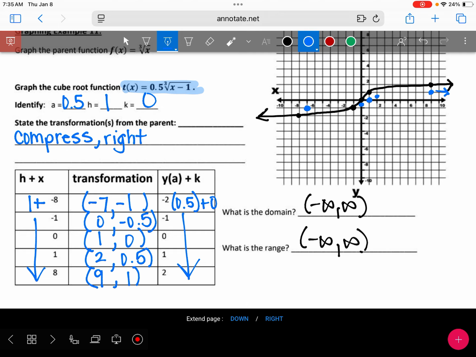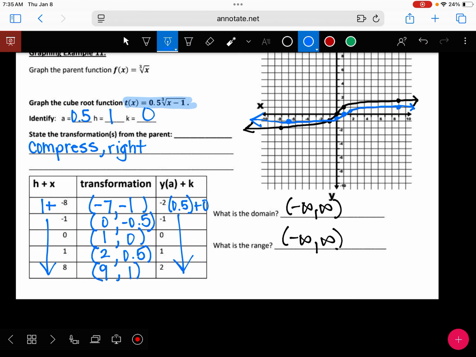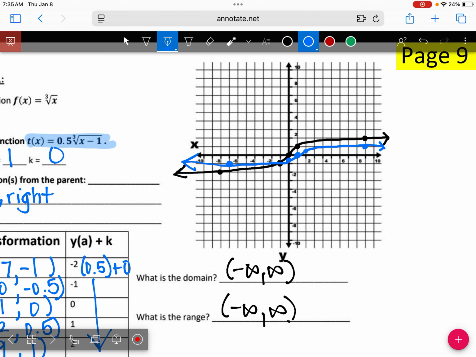So compress, can you see how this blue graph looks flatter? That's what it means when we say compress. It's flatter than the parent, which is black. So the blue is my transformation, and the black is the parent.